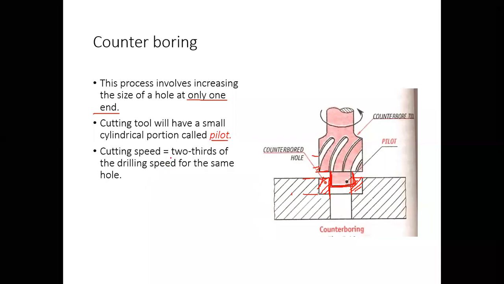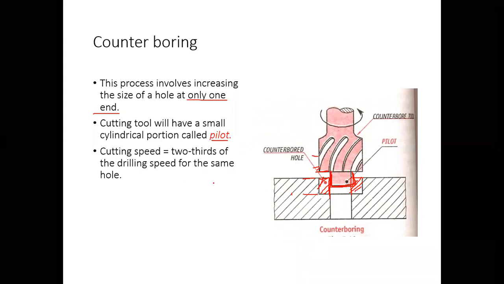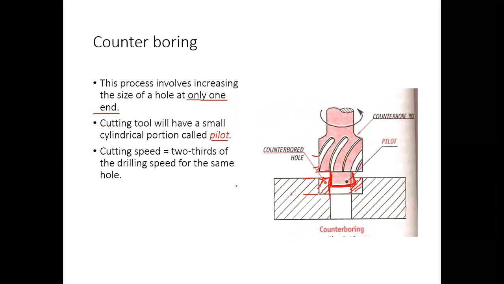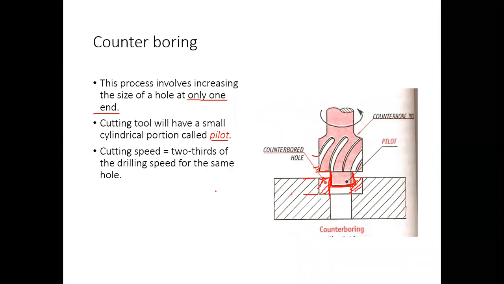The cutting speed here is 2/3 of the drilling speed. Normally, because you're enlarging the hole, the speed is going to be less. Previously, for the reamer, you go at half of the speed. Now this is a little more than the reaming speed, but less than the drilling speed, something about 2/3 times the drilling speed. Using that speed, we cut the material in counter boring.